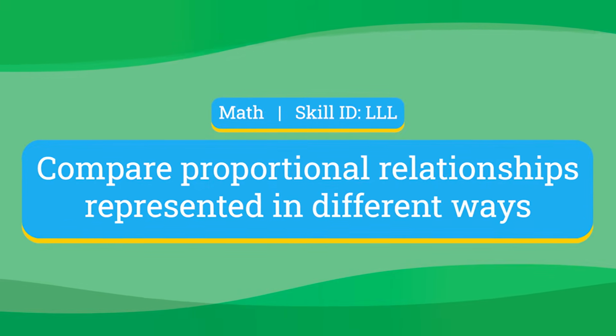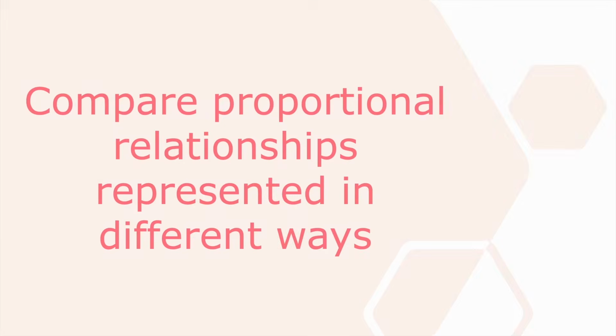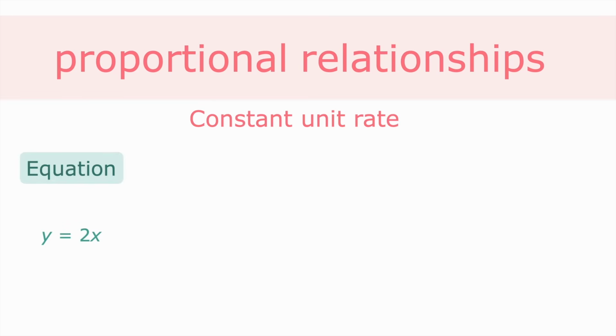and more. Let's compare proportional relationships represented in different ways. Remember that two quantities have a proportional relationship if they have a constant unit rate. We may see this represented as an equation, like this one, y equals 2x. This represents a proportional relationship because the value of y is always twice the value of x. In this case, the unit rate is 2. You may notice that this is the same as the slope.